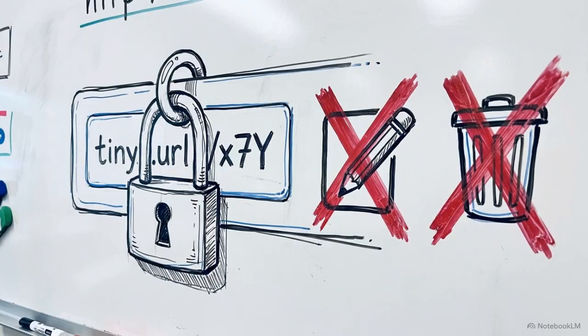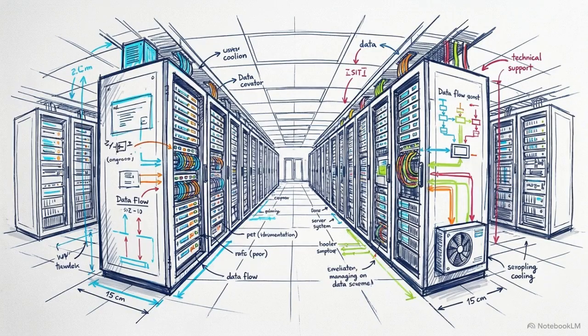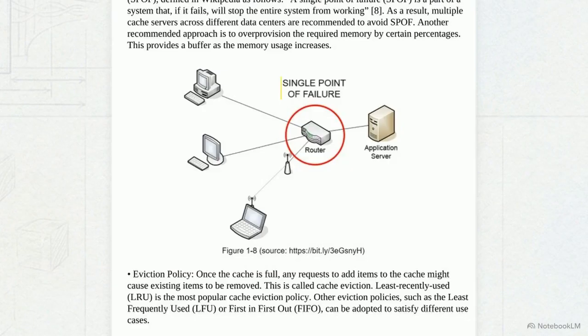This system is governed by two constraints. Shortened links are immutable, meaning they cannot be edited or deleted, and the codes must remain as short as mathematically possible. A production environment requires high availability and strict fault tolerance to handle millions of simultaneous users. Relying on a single router or server creates a single point of failure. If that central component goes offline, it stops the entire system from working.